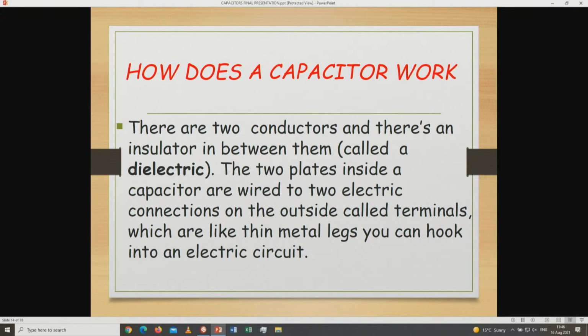Now, how does a capacitor work? I'm going to take you through how it works, and lastly, I will show you how it's being charged. How do we charge capacitors? There are two conductors, and there is an insulator between them, as indicated in the slide before, called a dielectric. That is the insulator between the two plates. The two plates inside the capacitor are wired to electric connections on the outside called terminals, which are like thin metal legs you can hook into the electric circuit.